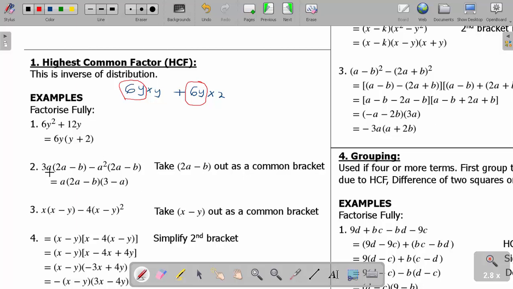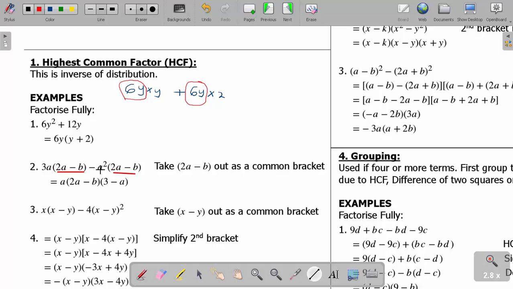Now check here. This one is 3a into 2a minus b, then minus a squared into 2a minus b. If you are careful, you will see that the 2a minus b is common here and also common here, which means you take it outside as a common bracket. So it's going to be 2a minus b, then 3a and a squared inside.